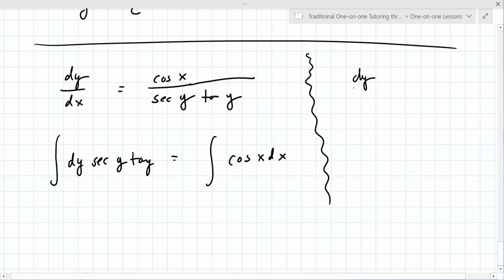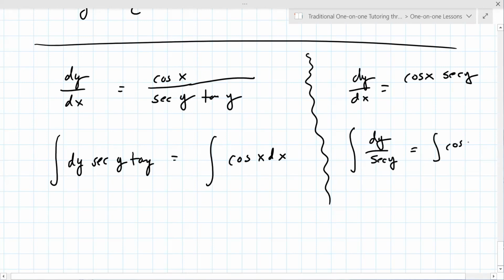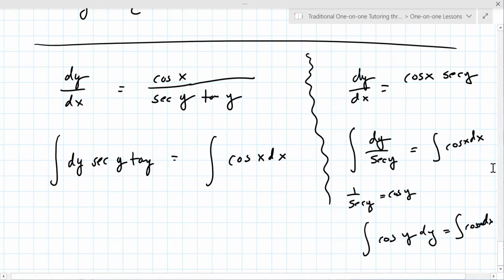The other one I was thinking of is where you have to remember, let's say it's cosine x secant y. Well, if you divide by secant y on both sides, you get dy over secant y equals integral cosine x dx. But 1 over secant y here on the left is really cosine y. So it becomes integral cosine y dy. So stuff like that is hard to do if you're not comfortable with all the stuff you learned in math, your entire life, basically.